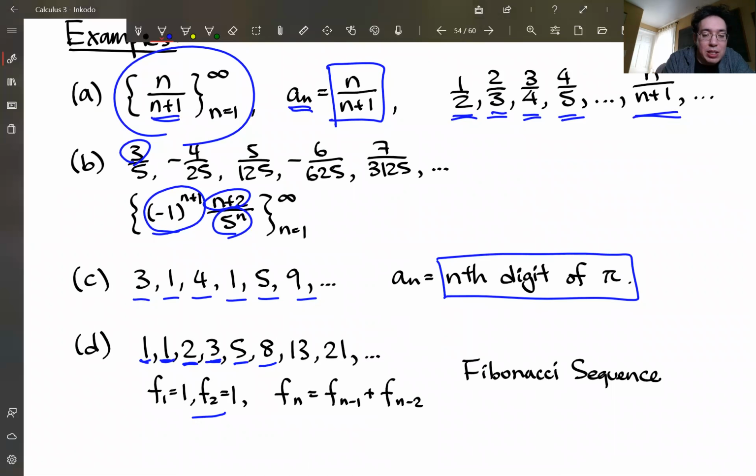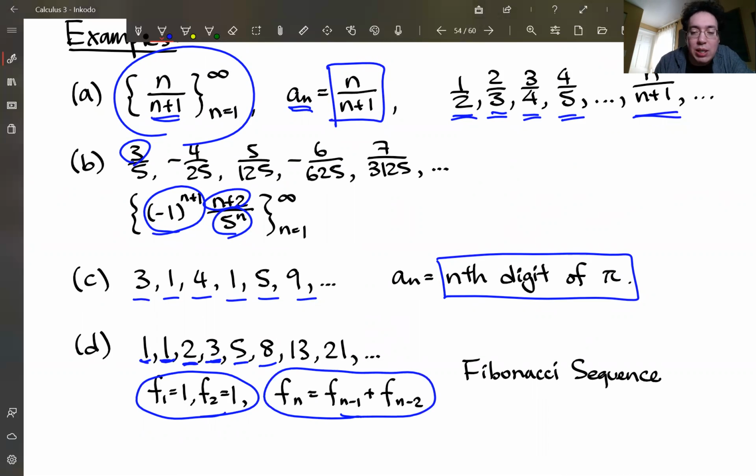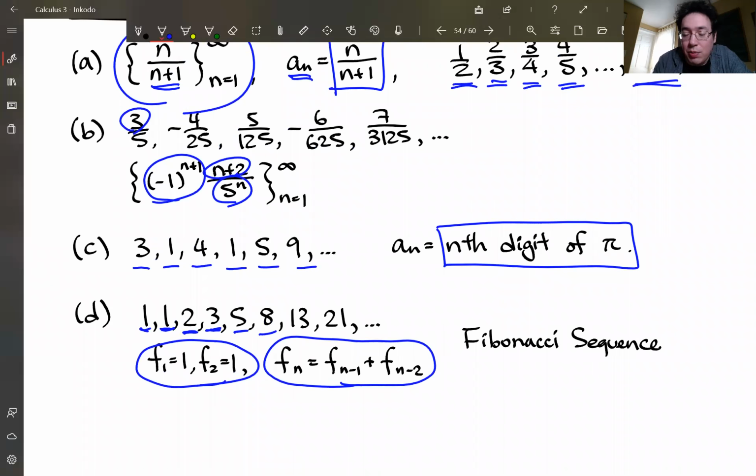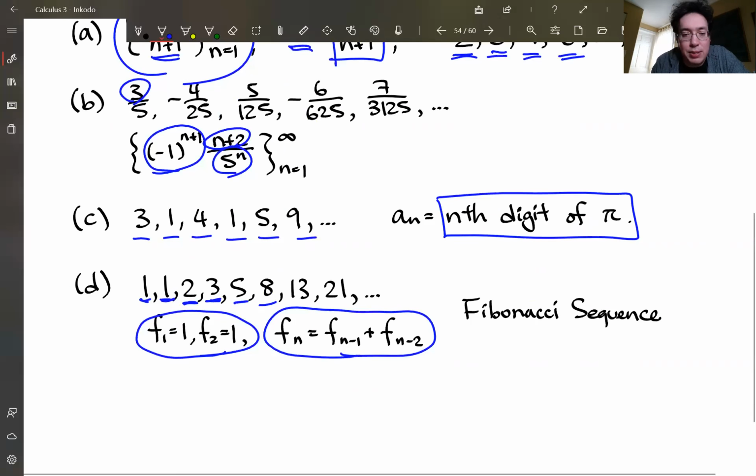So you might specify the first two values, and then from then on, you could just write that the nth term is the sum of the (n minus first) term and the (n minus second) term. Okay, and that would generate this Fibonacci sequence.